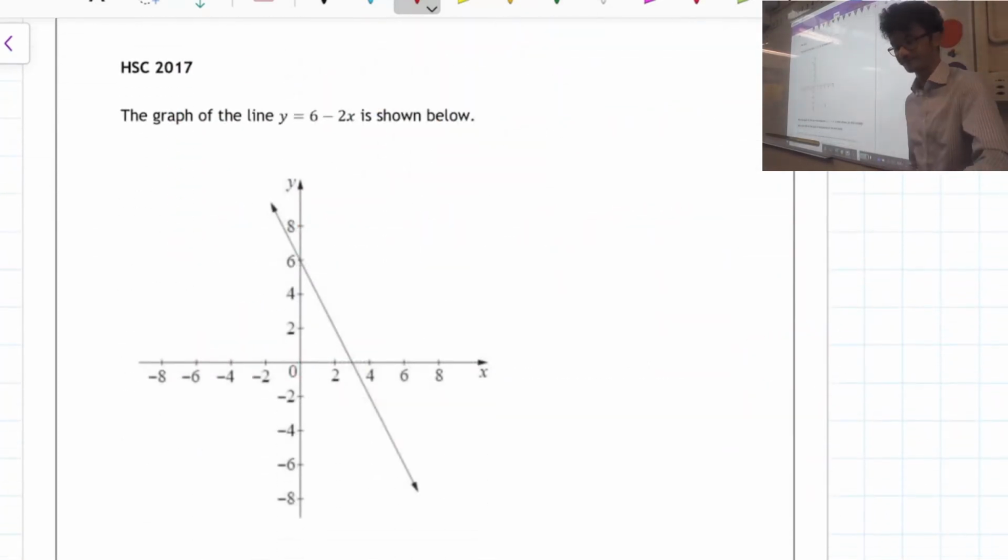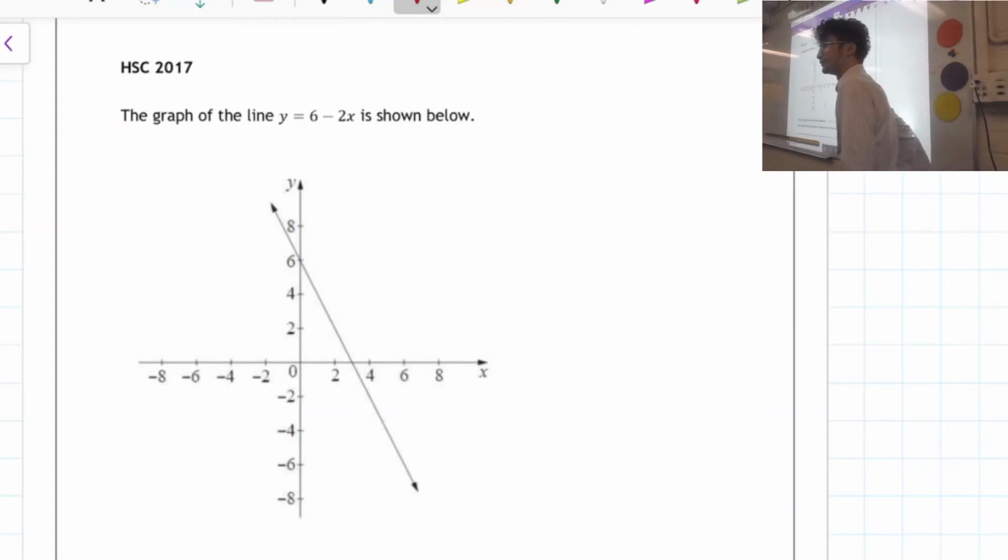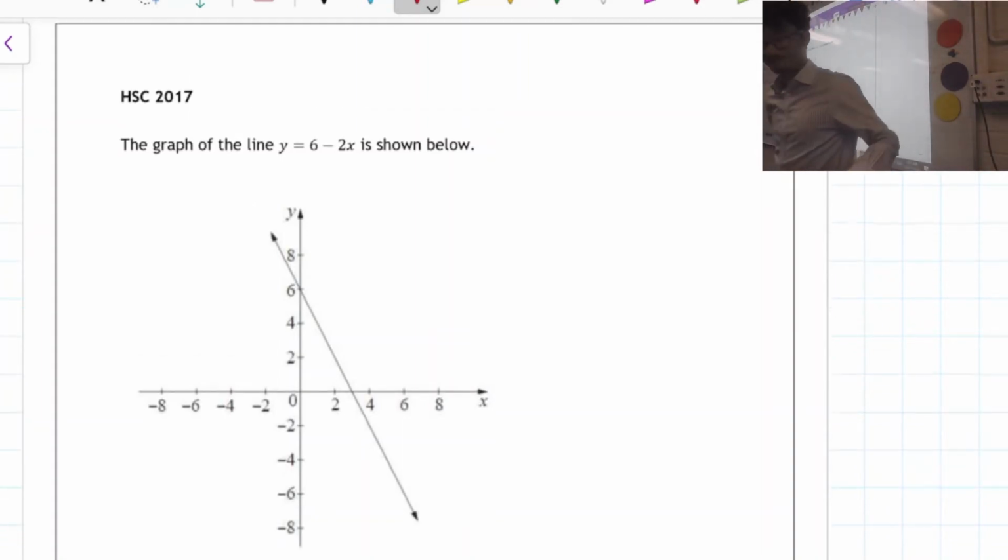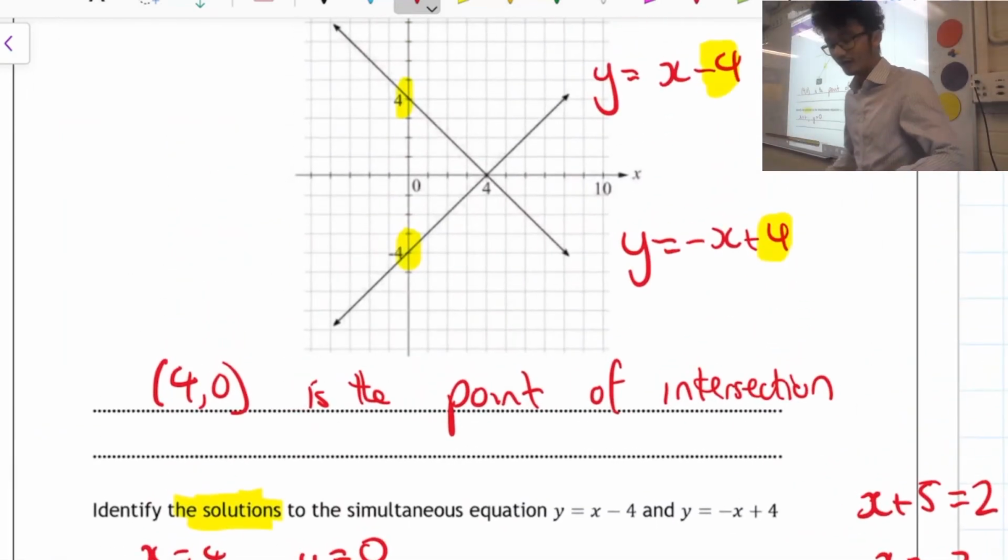Here's one for you to try. And this is where you're going to need your graphing skills. Ben, you got a question? Yeah. How does x equal 4? Which one's the x-axis? Remind me.